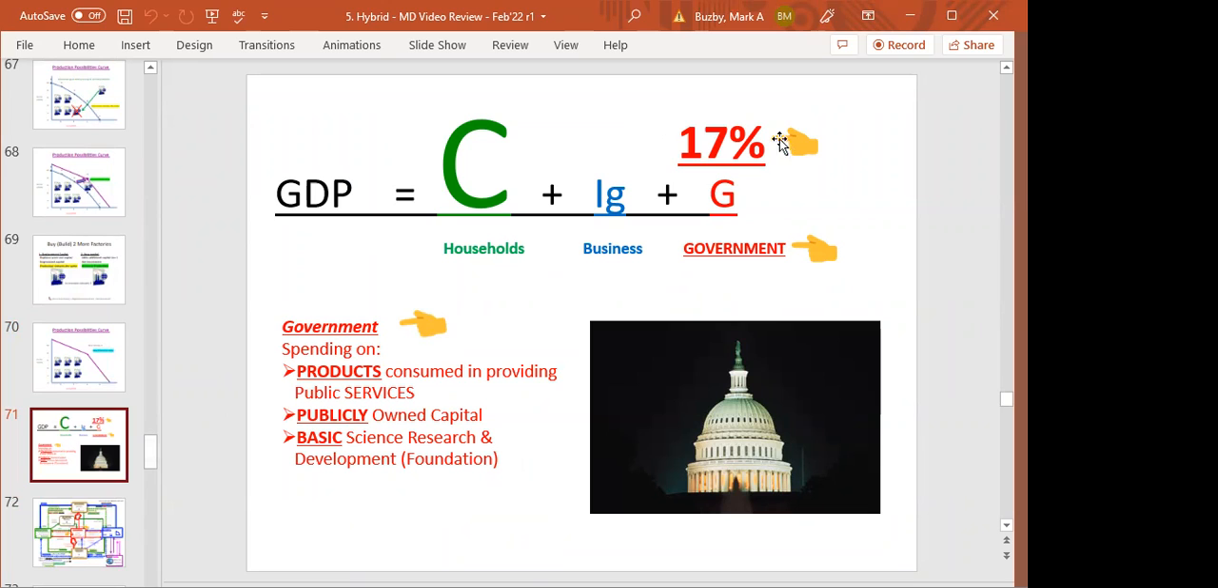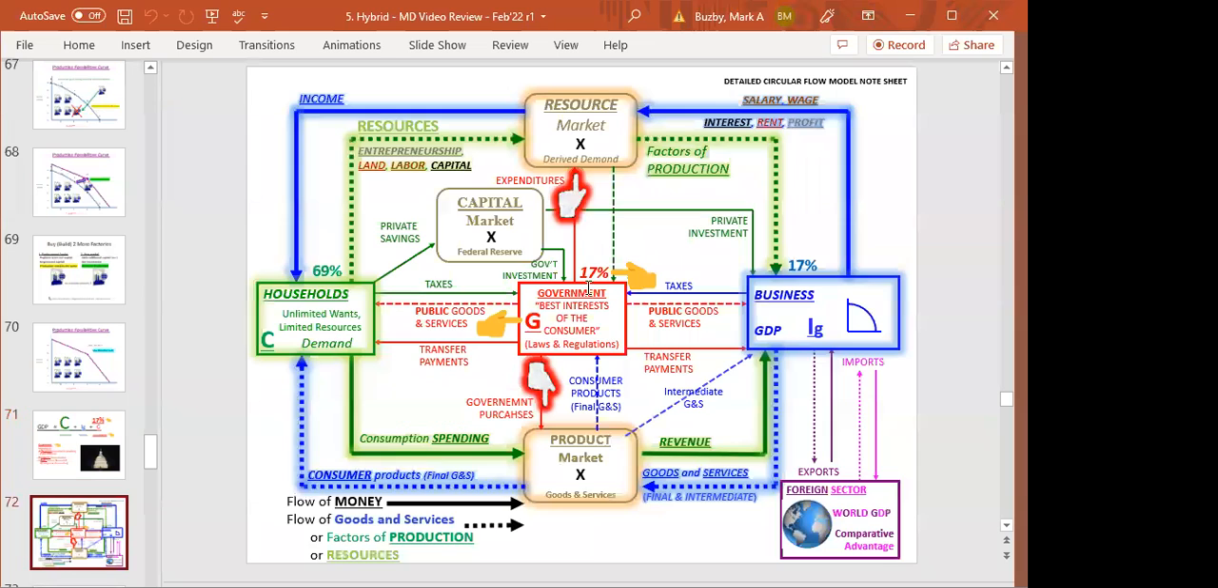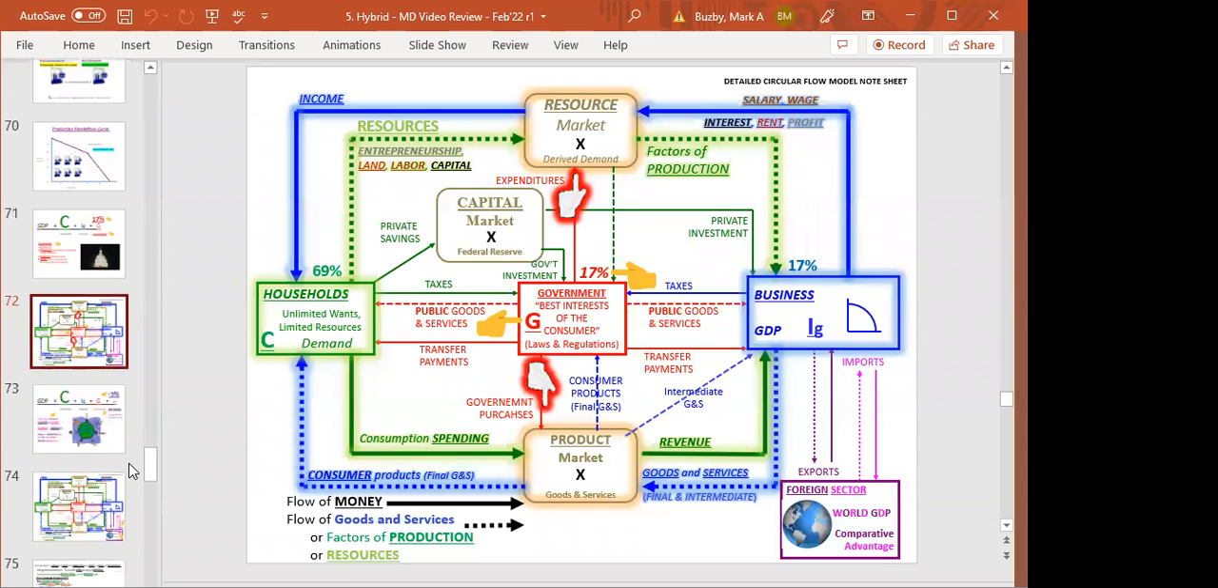All right. Government spending, there's that 17%. They buy stuff. They own public capital. And they do basic science and research and development. They provide money to universities for basic scientific study. Unless you're Dr. Fauci, and then you provide money to biolabs in China and in the Ukraine. I love that part. But anyway, the government does go ahead and does this stuff. So that's where that 17% comes in, because we got government there.